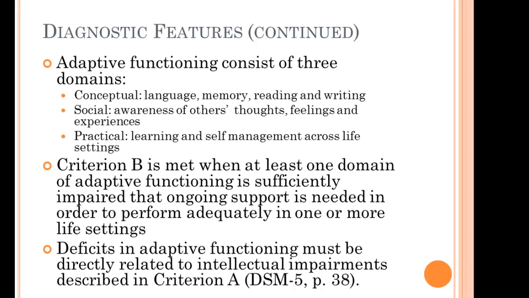It's important to note that criterion B is met when at least one domain of adaptive functioning is sufficiently impaired that ongoing support is needed in order to perform adequately in one or more life settings. It's also important to note that deficits in adaptive functioning must directly be related to the intellectual impairment described in criterion A.